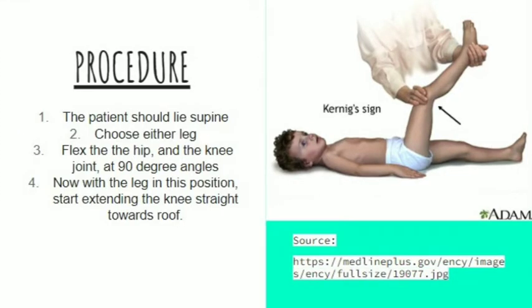How to perform this test? Step 1. The patient should be lying straight supine. Step 2. You will choose either leg. Step 3. You will flex the hip joint at 90 degrees and the knee joint at 90 degrees along with it.